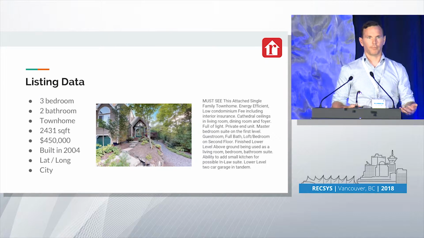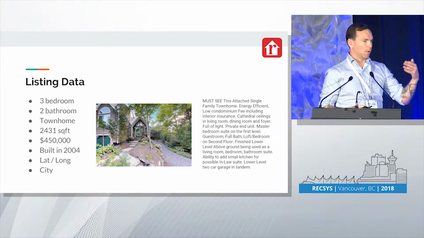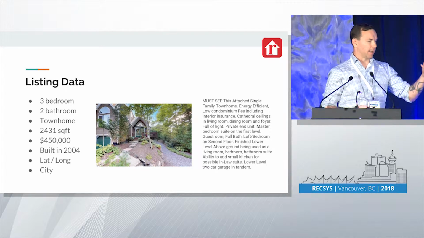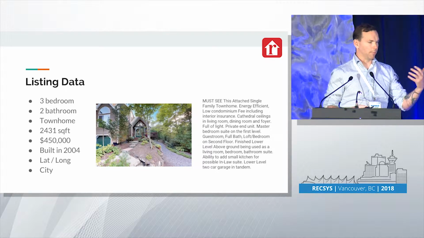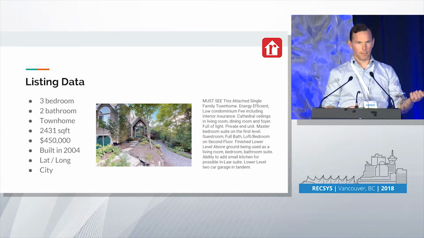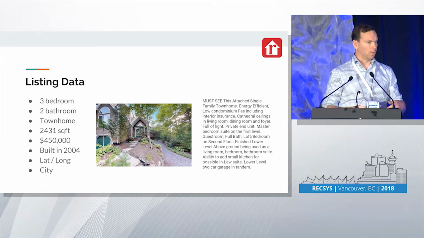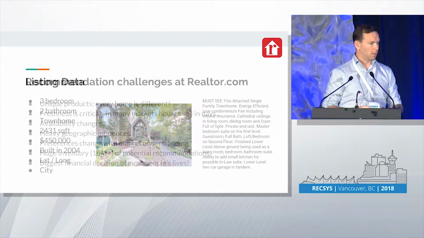Just to give you a flavor of the data that we're dealing with. We're looking at listing data. These are things like categorical variables like 3 bedroom, 2 bathroom, categorical like a townhome, a continuous variable like 2,431 square feet, images and text. We'll cover each of these a little bit, but mostly I'm going to focus on the structured data side of things because it seems to be a little less well known. A lot of people know how to embed images or text.